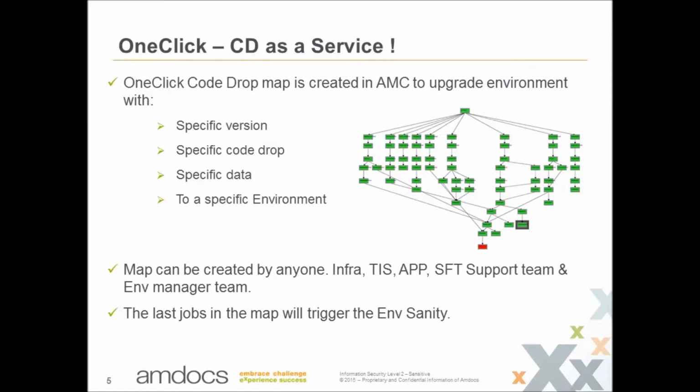So let's start with one click. With one click, you can build a map that will apply the code drop to a specific environment. You can select a specific version, specific code drop, specific data, and the environment to which you would like to apply the code drop. The map can be created by anyone. The idea is that everyone, whether infra, testing team, application team, or SFT support team, will be able to create the map by themselves. And the last job of the map is calling and triggering the automated sanity remotely.